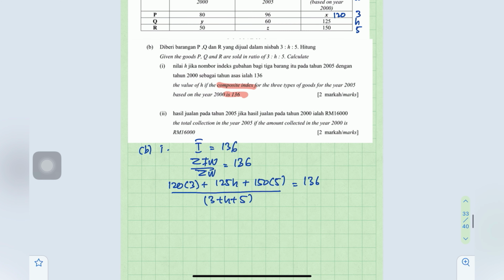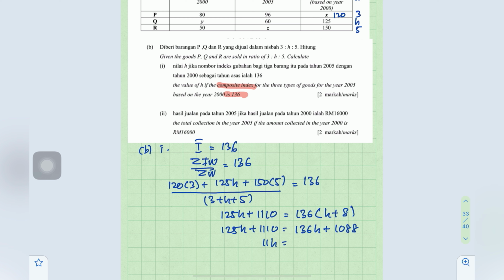Okay, so ni kita akan dapat 125H plus 1110 equals to 136 times H plus 8. Okay, so nanti kita kira 125H plus 1110 equals to 136H plus 1088. So 136 minus 125 is 11H equals to 22. So H equals to 2.